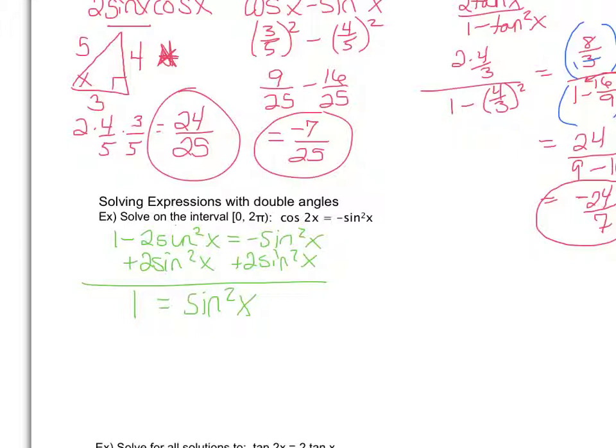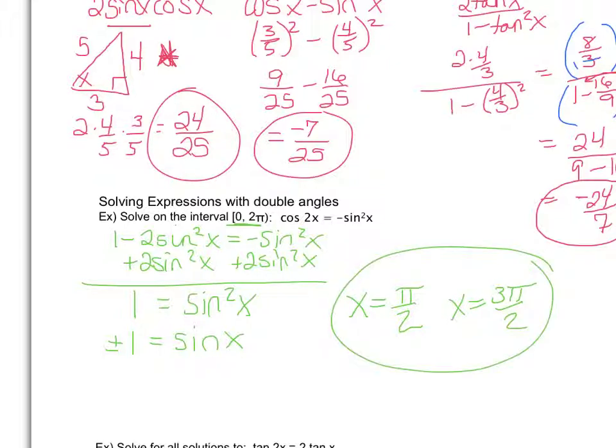I'll take the plus or minus square root of both sides, so I'm going to end up with plus or minus square root of 1, which is just 1, equals sine of x. So I'm going to ask myself, between 0 and 2 pi, when does sine equal either positive 1 or negative 1? And I see that it equals positive 1 at pi over 2, and it equals negative 1 at 3 pi over 2. And those are my only two solutions in my given interval.